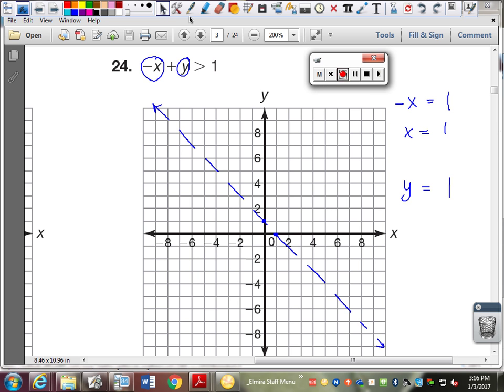Okay, so then we have to decide which way we're going to color. We're going to use the origin method. So we're going to sub in a 0 for x and y, and we want to see if it's true. So 0 and 0, that's just all 0. Is 0 greater than 1? No, that's false. So if it's false, I'm going to color away from the origin.